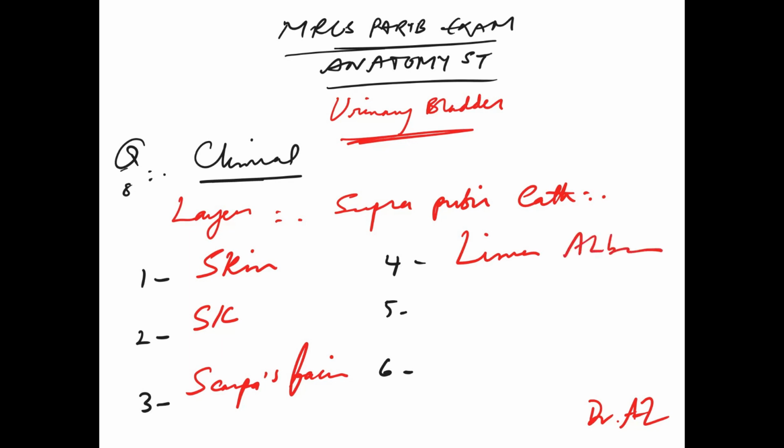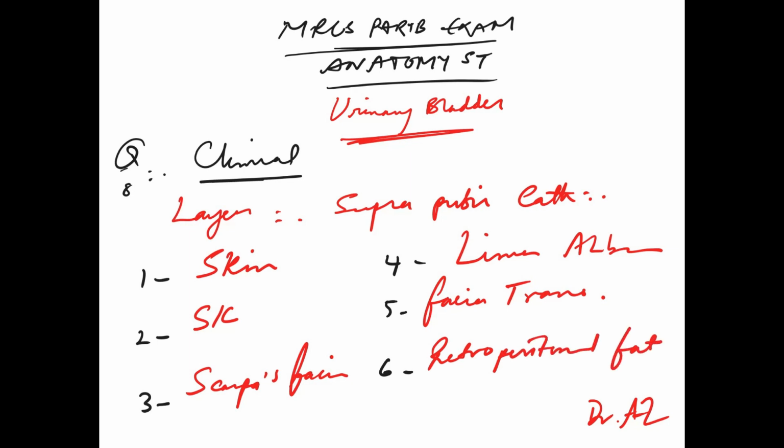Number 5 is going to be the fascia transversalis, and finally the retroperitoneal fat. So these are the 6 layers that you are going to pass through when you enter a catheter above the pubis, a suprapubic catheter: the skin, subcutaneous tissue, Scarpa's fascia, linea alba, fascia transversalis, and retroperitoneal fat.